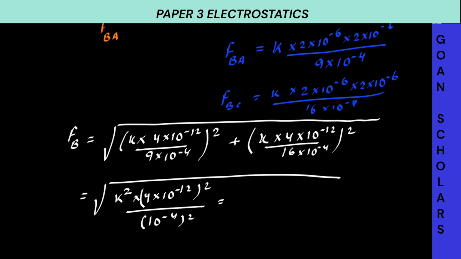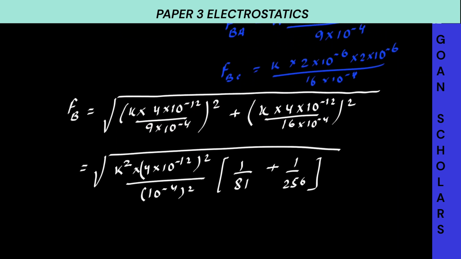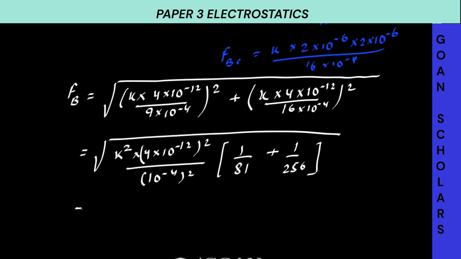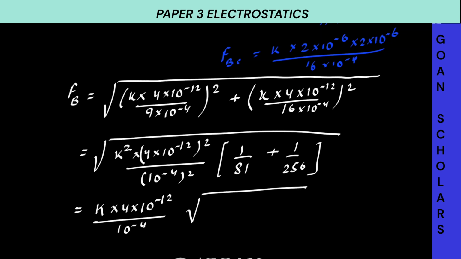So this will give you here into, we are left with 1 by 9 square, which is 81, and here we are left with 1 by 16 square, which is 256. I hope this is clear after taking common out. And when you take this out, it will be k, which is coming out of the root, into 4 into 10 to the power minus 12 coming out of the root, and here 10 to the power minus 4 coming out of the root, and inside the root we are left with 1 by 81 plus 1 by 256.